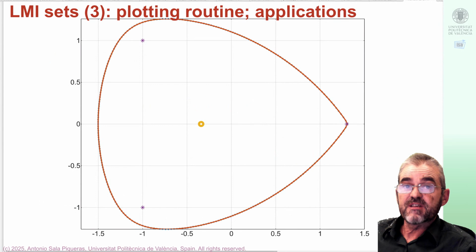Hi, I'm Antonio, and in this video we are going to discuss how to plot these LMI sets we described in previous videos and which kind of problems we may be able to solve with them. So, let us first discuss the plotting code.